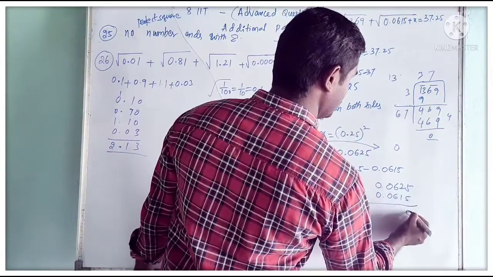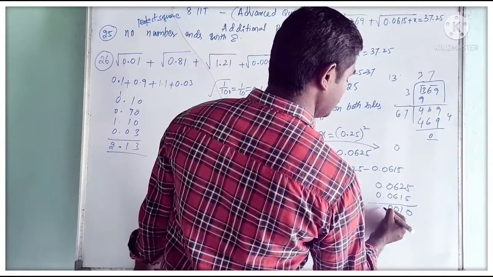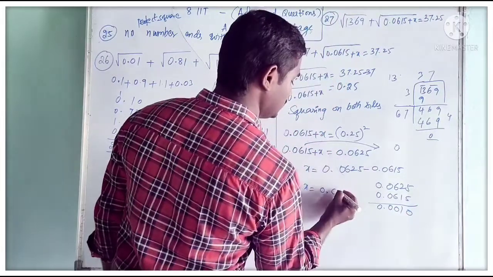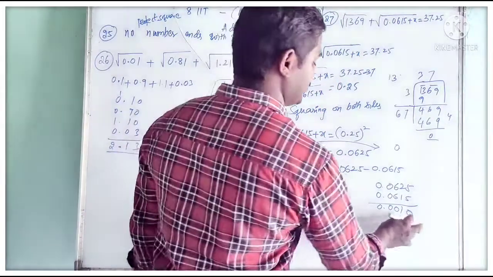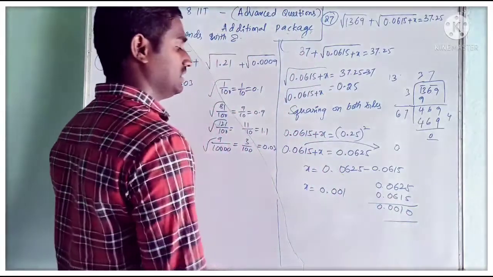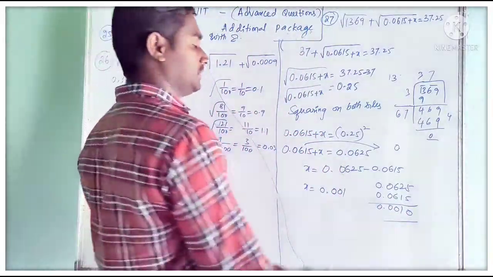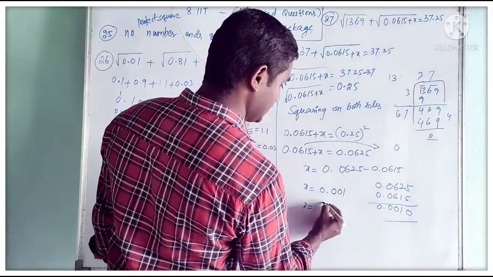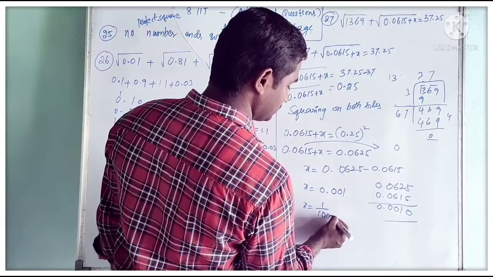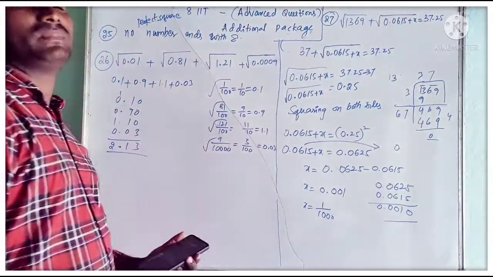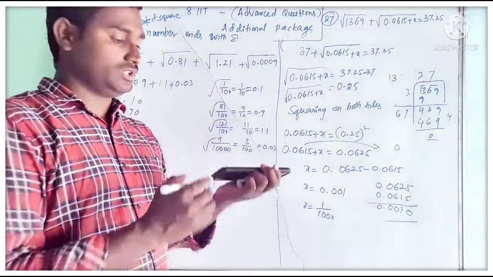So now 0, 1, 0, 0, 0. So 0.01. 001. So 0.001 will come. x is equal to how much? 0.001. So that we can write as 1 by 1000. What is the x value? 1 by 1000 or 0.001.